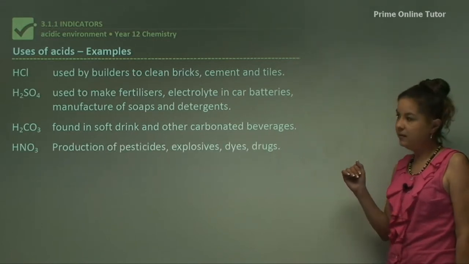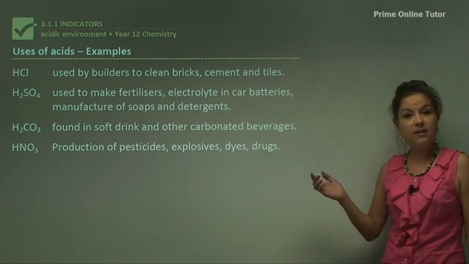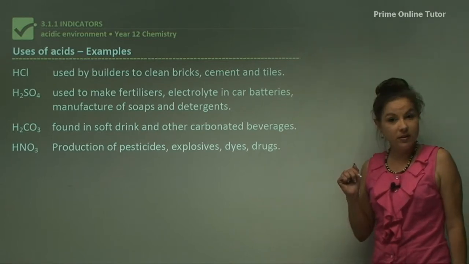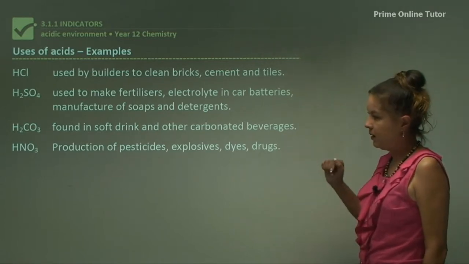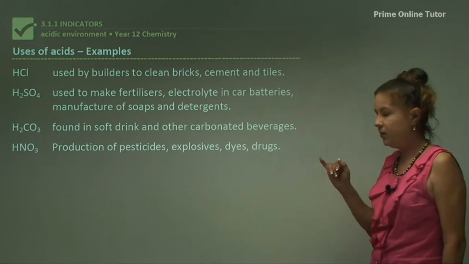HNO3, nitric acid. It's used in the production of pesticides, explosives, dyes, and drugs. It's very much monitored by governments because it is a very strong acid, and when used as an explosive is very, very strong.